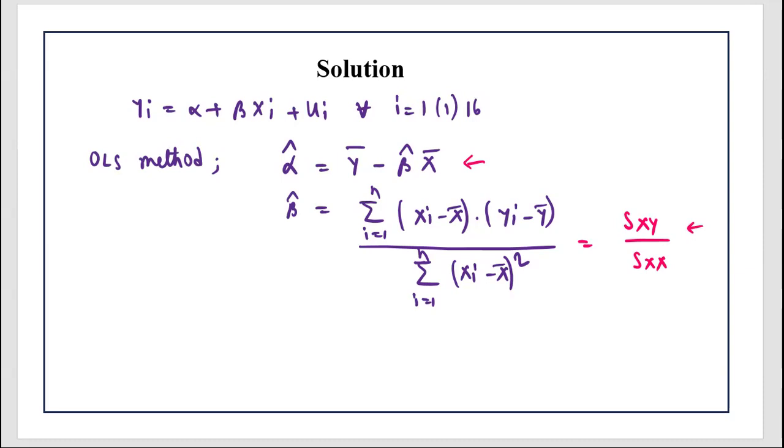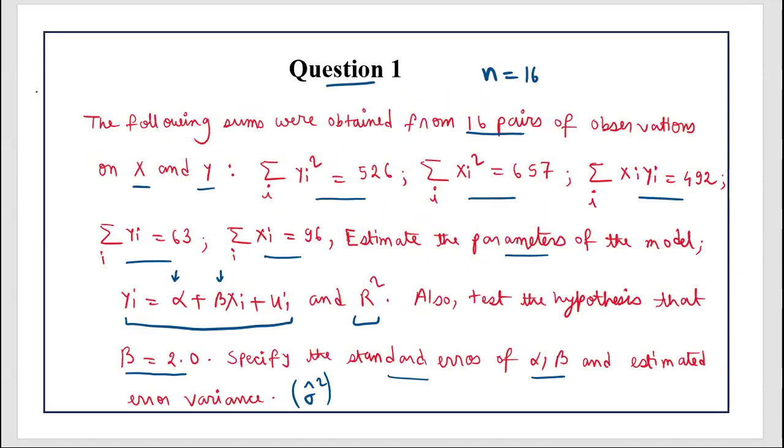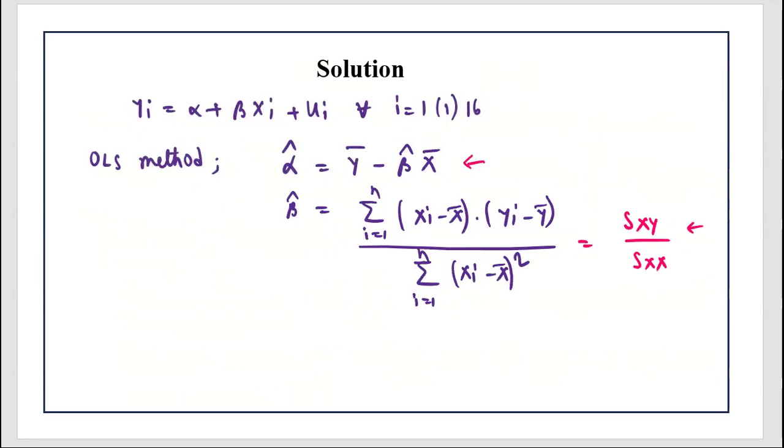Now see, you are given these observations here. These data points are given to you. Using these data points, you have to estimate the value of alpha cap and beta cap. So let's see how we can do this. Firstly, focus on beta cap OLS. In the numerator, you have Sxy, right? Now, if you try to expand this numerator, if you take the product and take the sum, the numerator will come out to be summation xi yi minus n x bar y bar, right?